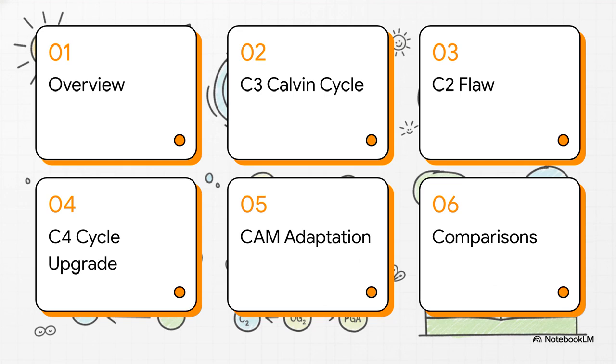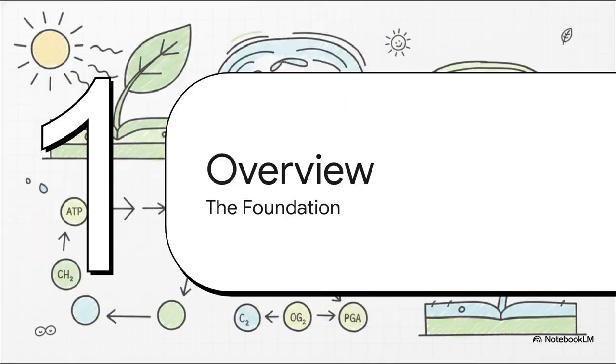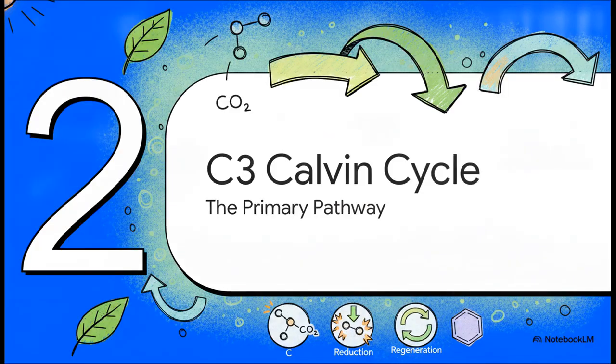Here's our syllabus for today's lesson. We'll start with an overview of carbon reactions, move into the C3 Calvin-Benson cycle, and then look at the C2 photorespiratory flaw. After that, we'll cover the C4 cycle upgrade, CAM, the desert adaptation, and finally, wrap up by comparing these carbon fixation pathways. Part 1. Overview of carbon reactions, the foundation. Part 2. The C3 Calvin-Benson cycle, the primary pathway.